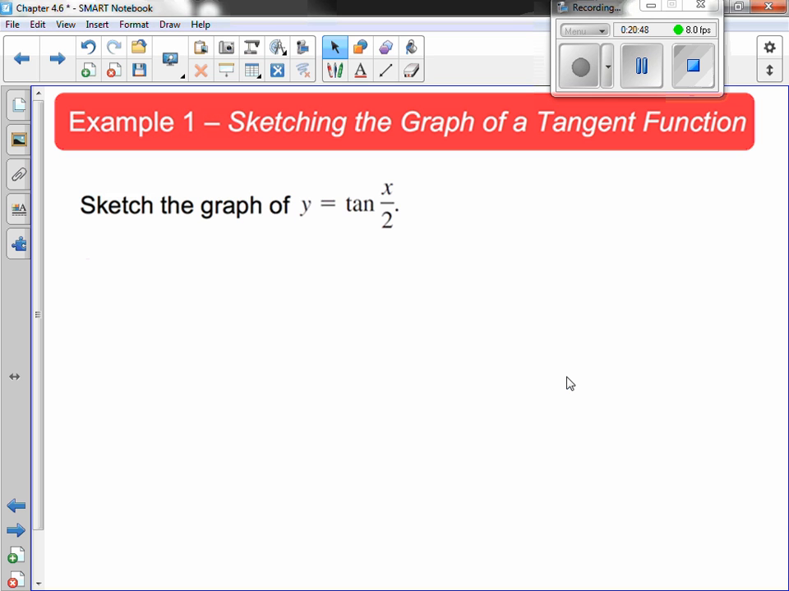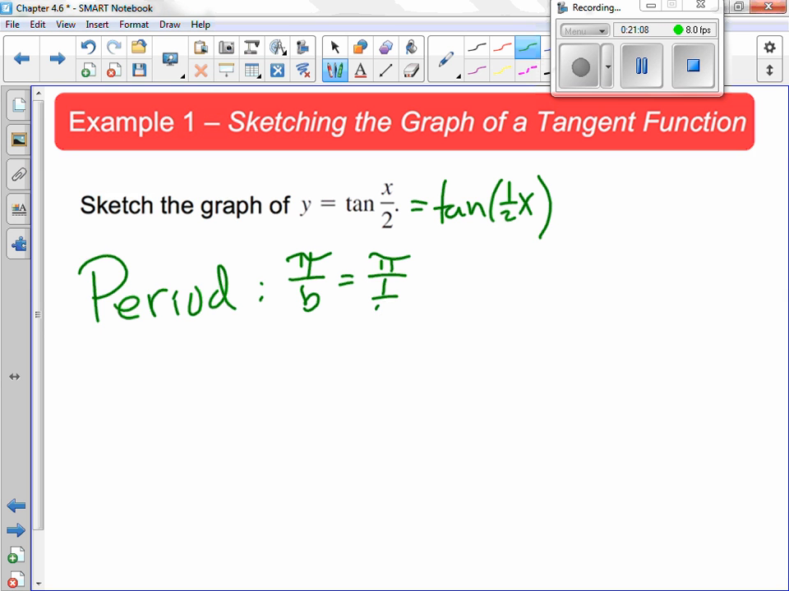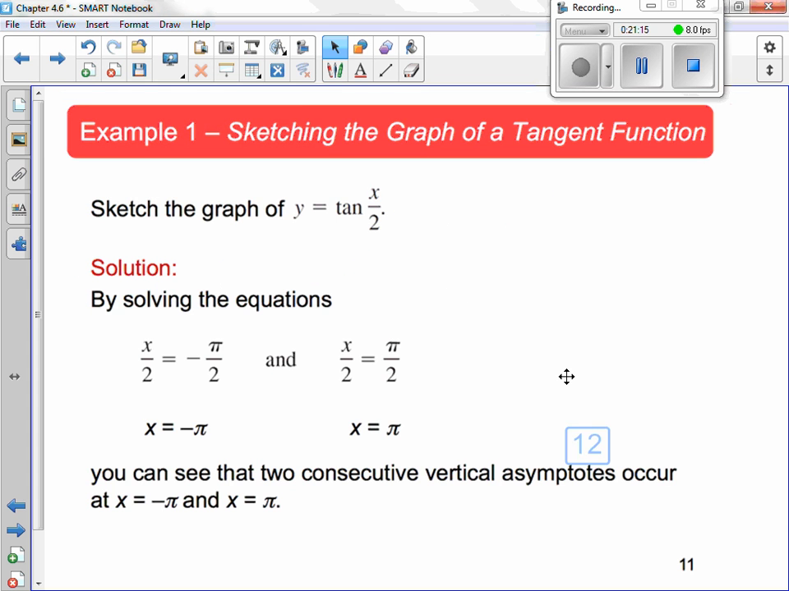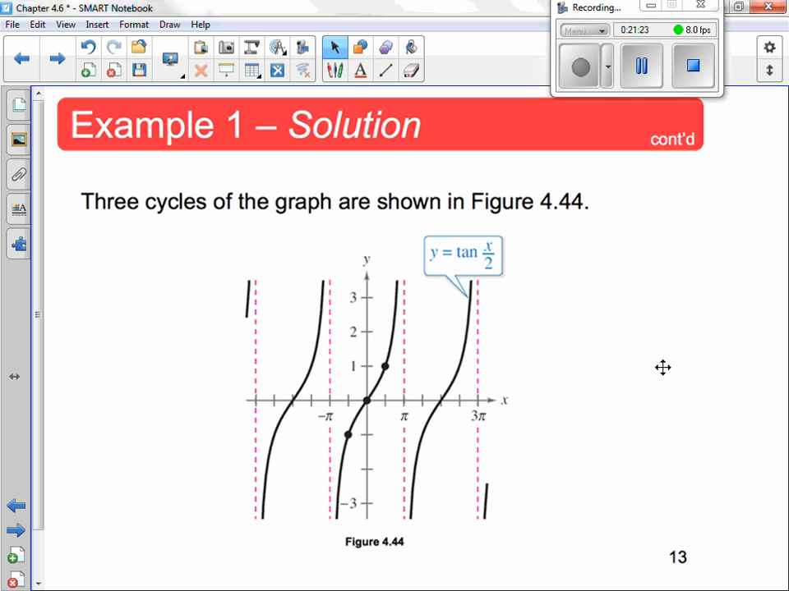We can sketch it. So here, the amplitude is 1. But if we look at the period, this is the same as saying tangent of, now the period would be pi over b instead of 2 pi over b. So this here would be pi over, which would be 2 pi. So if we're going through actually graphing it, we would get some points, and then we can graph it. And that's it. It's just expanded the overall period, 2 pi instead of pi.